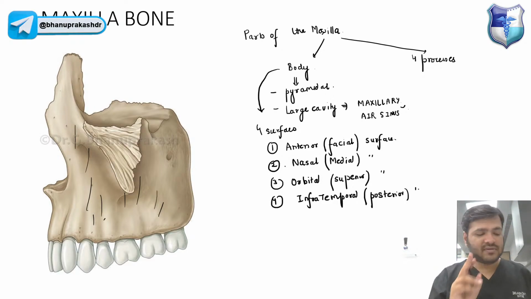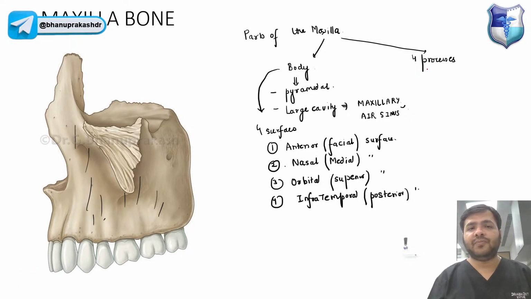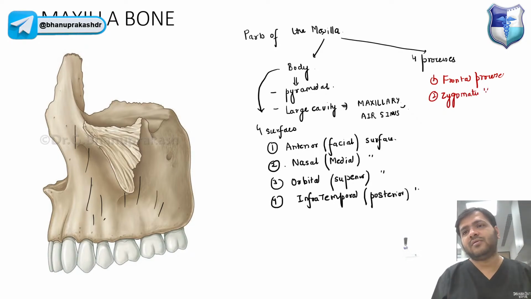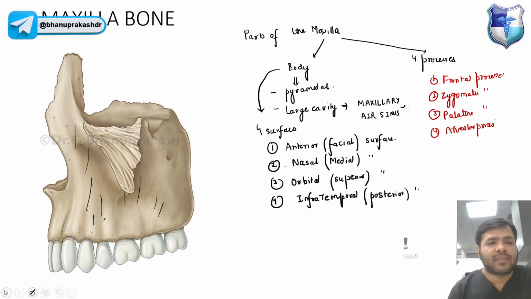Before coming to the surfaces, guys, you should know we have 4 processes over here, and that you already know. We have the frontal process of the maxilla, the zygomatic process, the palatine process, and the alveolar process of the maxilla. So let us discuss it one by one.